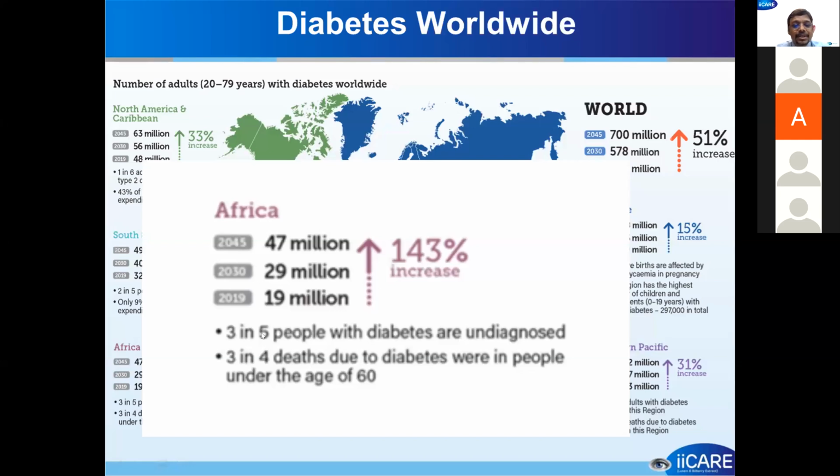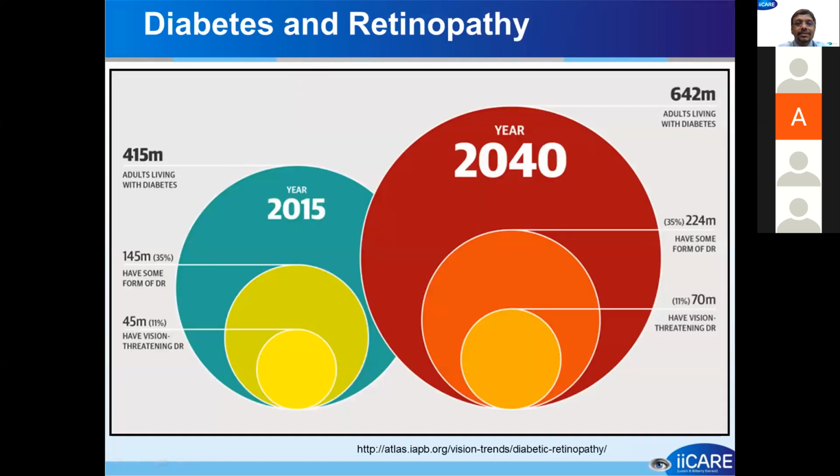Looking at the problem of diabetic retinopathy globally, almost 35% of the total diabetic patients would have some form of diabetic retinopathy. And 11% of the total diabetics would have a serious vision problem.